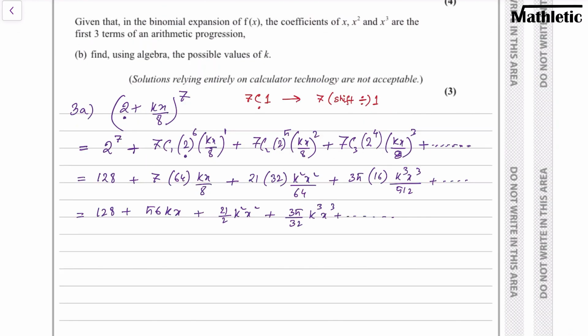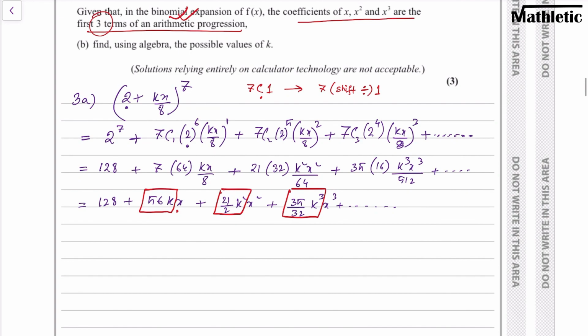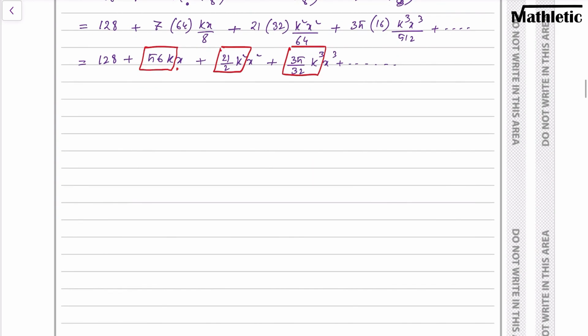For part B, it is mentioned that the coefficients of x, x squared, and x cubed are the first 3 terms of an arithmetic progression. So the coefficient of x is this 56k, then the coefficients of x squared and x cubed. We need to pick the coefficients only, and these will be the first 3 terms of an AP series. And we need to find the value of k. So let me start part B.